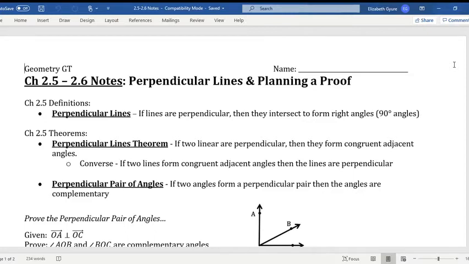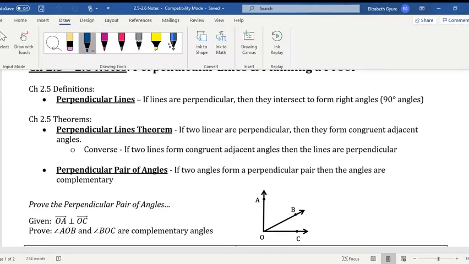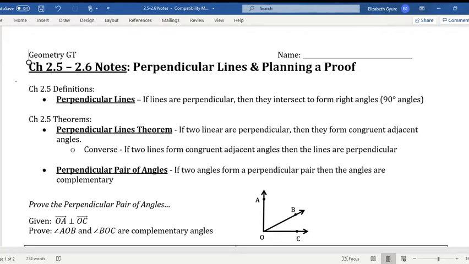If lines are perpendicular, then they intersect to form right angles or 90-degree angles, right? Because right angles are 90 degrees. So what should I see if I have perpendicular lines? What's that going to look like? Sebastian? Yep, they're definitely going to intersect, right? And they're going to form right angles.